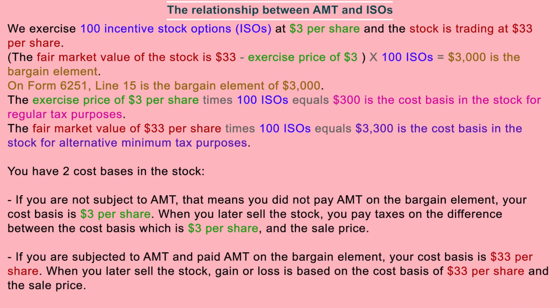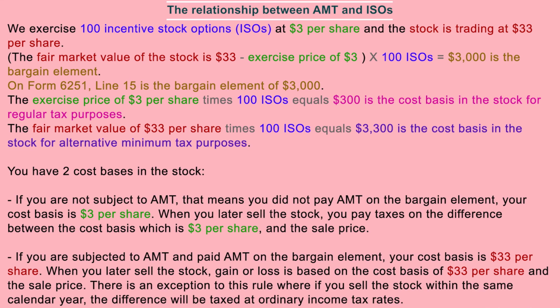If you are subject to AMT and pay AMT on the bargain element, your cost basis is $33 per share. When you later sell the stock, gain or loss is based on the cost basis of $33 per share and the sale price. There is an exception to this rule where if you sell the stock within the same calendar year, the difference will be taxed at ordinary income tax rates.